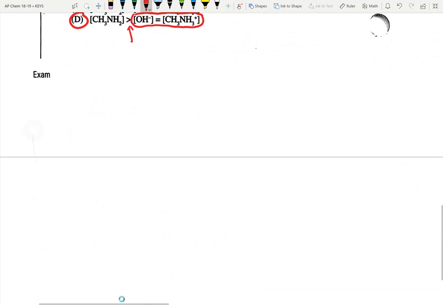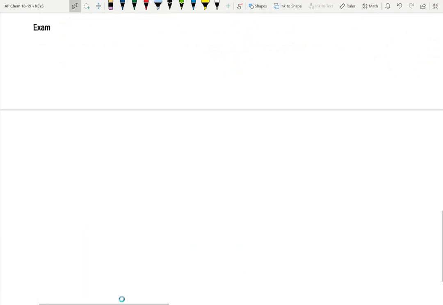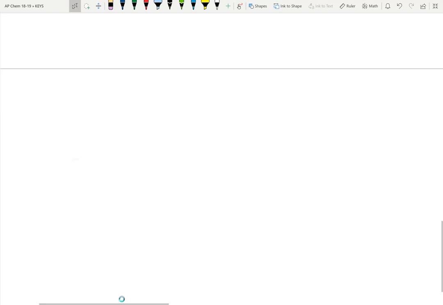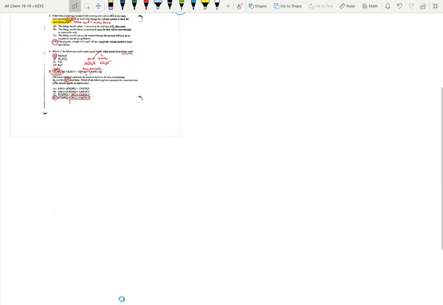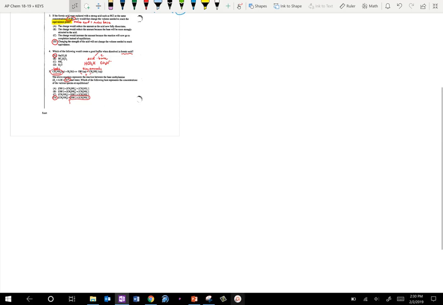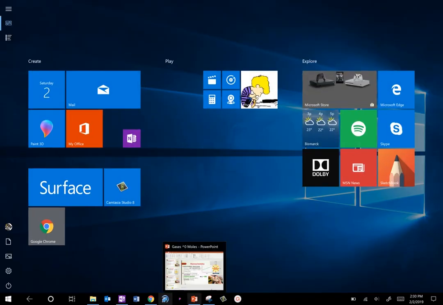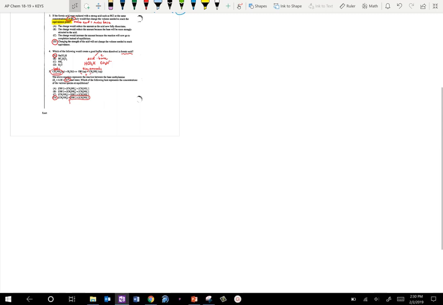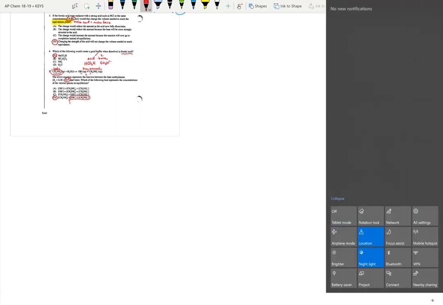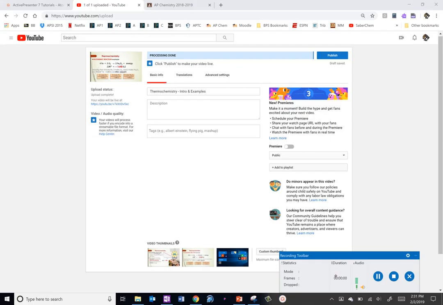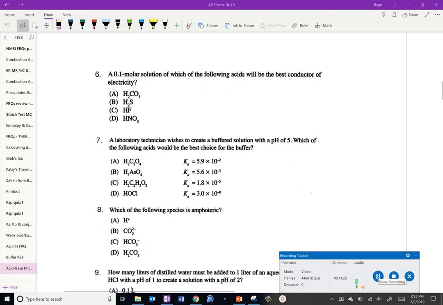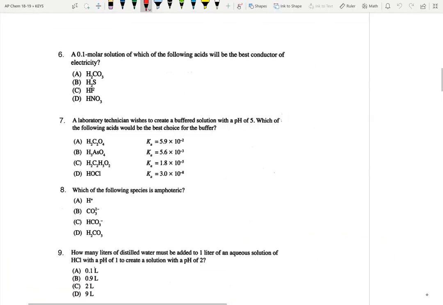Okay, let's go to page 2. Number 6 on page 2. All right, it asks us about conductivity. Let me get my page 2 to appear. Okay, there I got it.